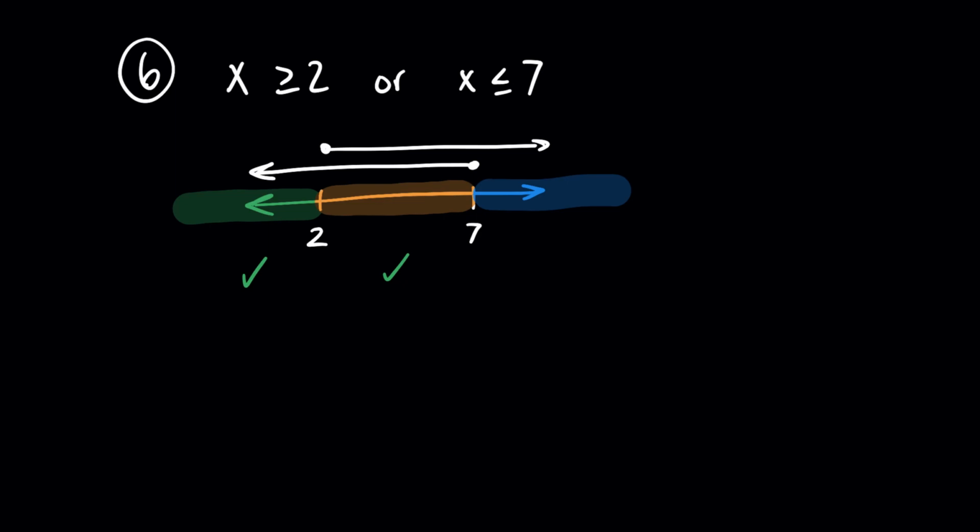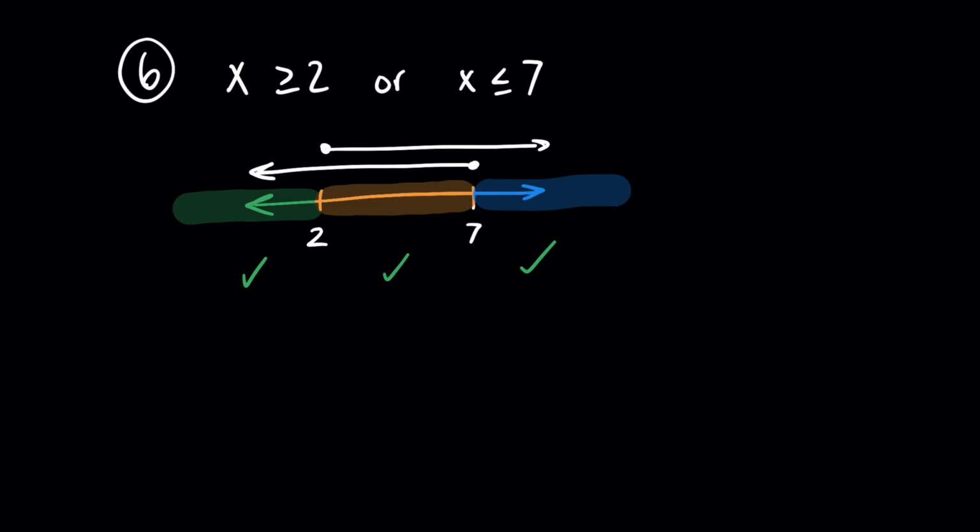What about in the blue zone? What if I pick something like 8? So 8, is 8 greater than or equal to 2? Yep. Is it less than or equal to 7? Nope. But the nice thing is we only had to satisfy one condition, and we satisfied this condition. So 8, and in fact, anything in the blue area would work. So the blue area is also good to go.